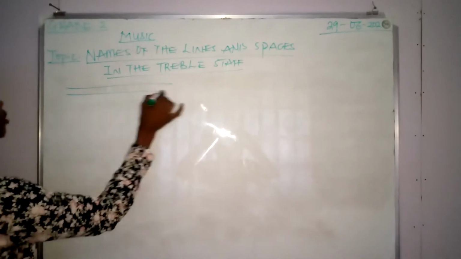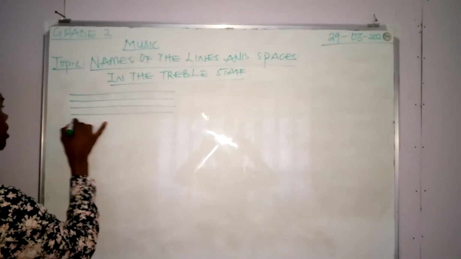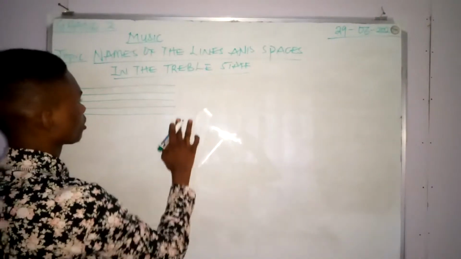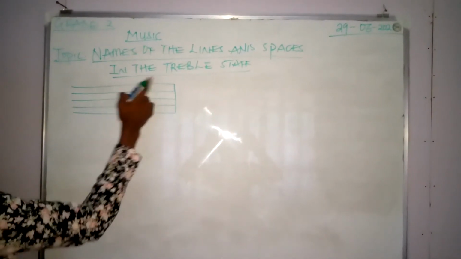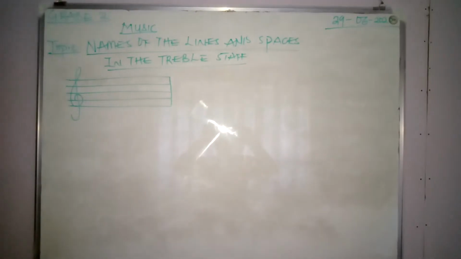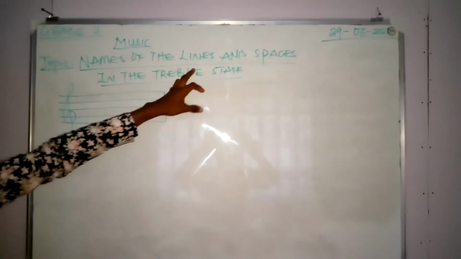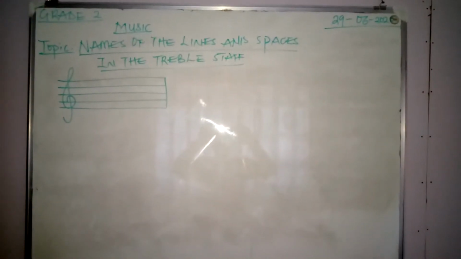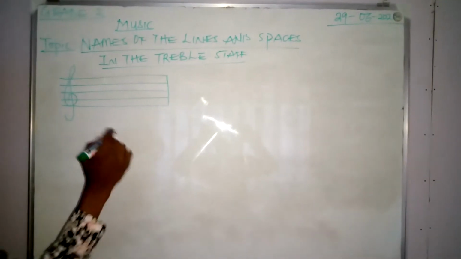Remember, the staff consists of 5 horizontal lines. So we are referring to the treble staff in particular, so we have our treble staff here. The first thing we're going to talk about is the names of the lines. So let's pick out the lines. This is line 1, line 2, 3, 4, 5. So you have 5 lines.